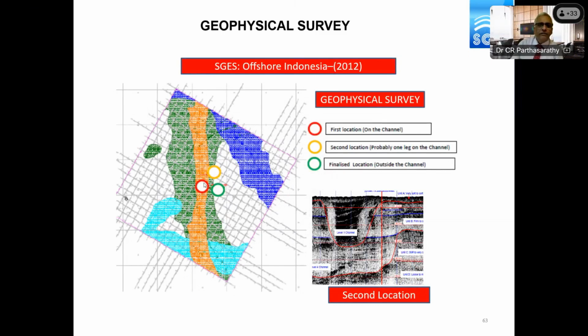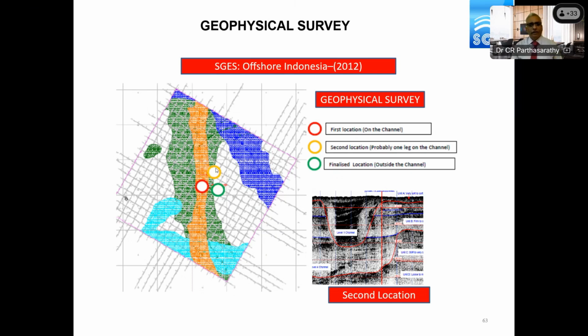The orange color is a channel feature. Red is the first location. The borehole is already done, but I cannot move in this channel feature. Then they said, okay, let us go to the yellow location. Although it is devoid of the first channel, that is the orange color one, it is still within the influence of the second channel, right? Still is not okay.